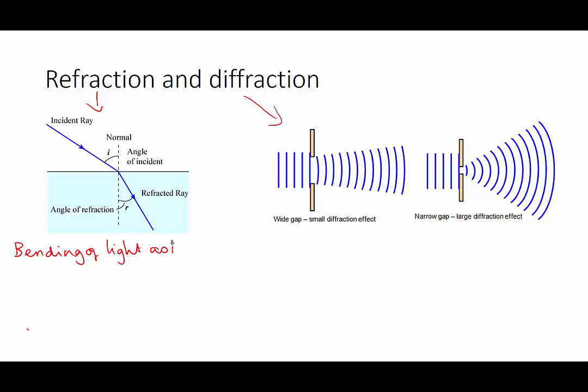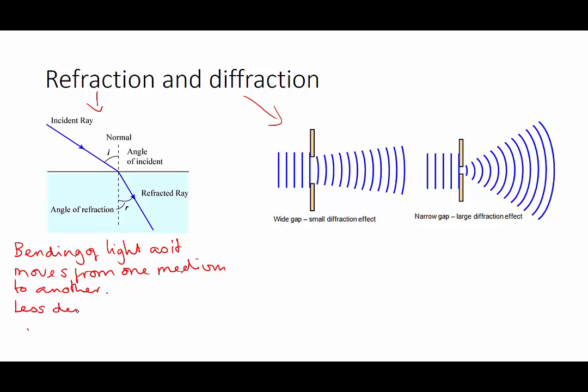So for example, it might be from air into glass, it might be from water into air, any place where it's changing direction because it's changed what material it is. And that's because the speed of the wave changes in those different materials. So the angle between the incident ray and the normal is known as the angle of incidence. The angle between the refracted ray and the normal is known as the angle of refraction.